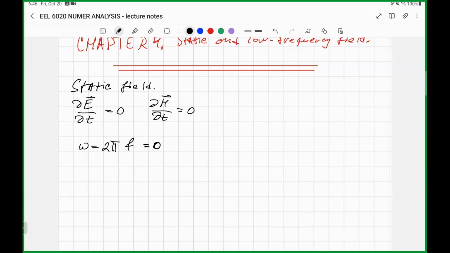No oscillation of the field means that the frequency of this oscillation is equal to zero. And on the other hand, lambda, the wavelength of the field, is given by the ratio of the speed of light over the frequency of the field. So what is it? It's infinity, right? Because if f is equal to zero, then the wavelength is infinity.